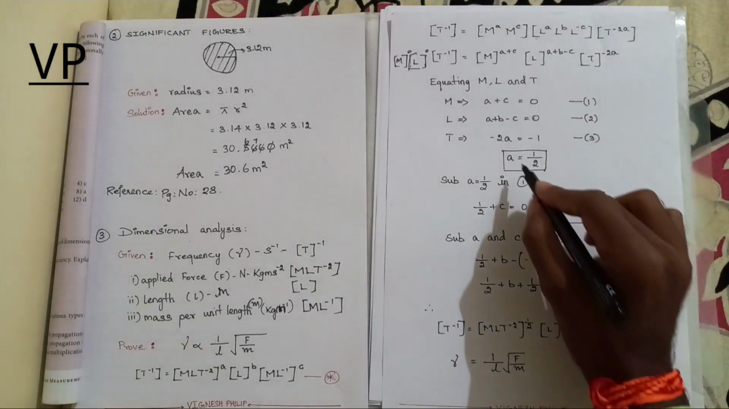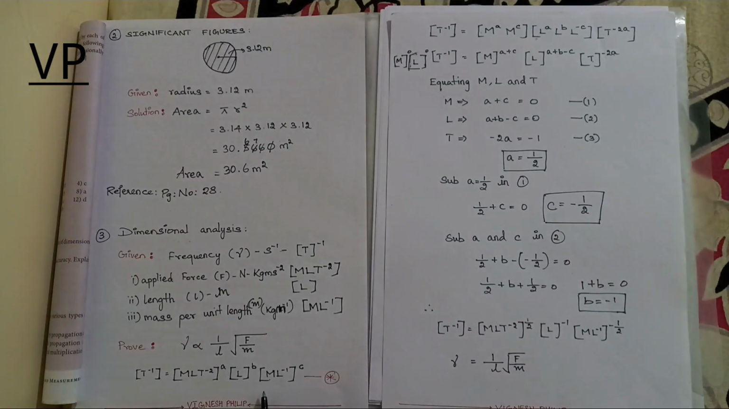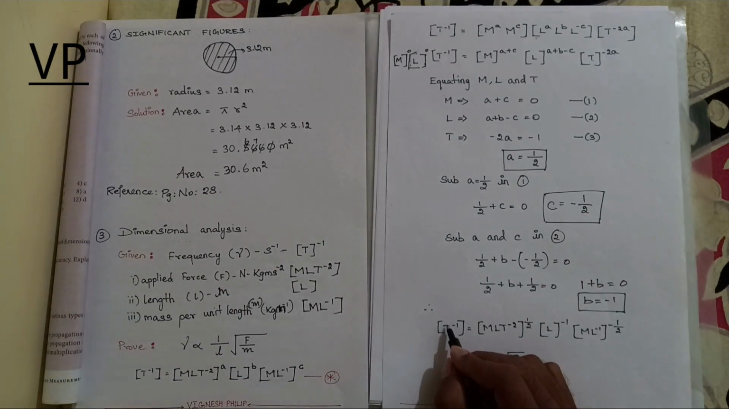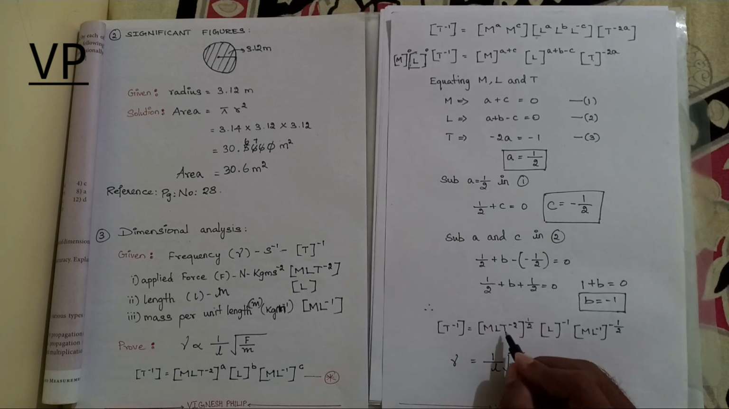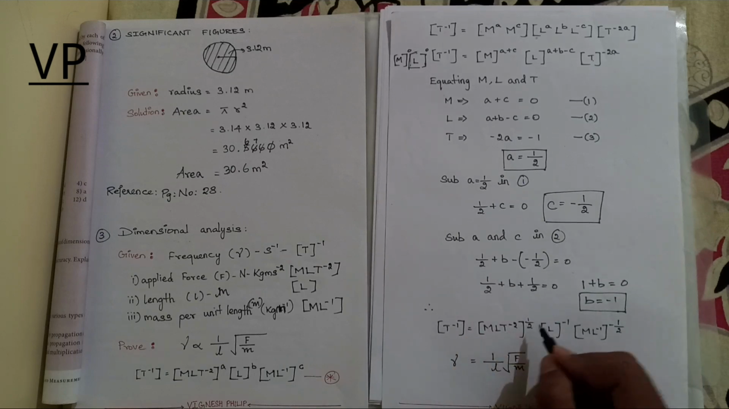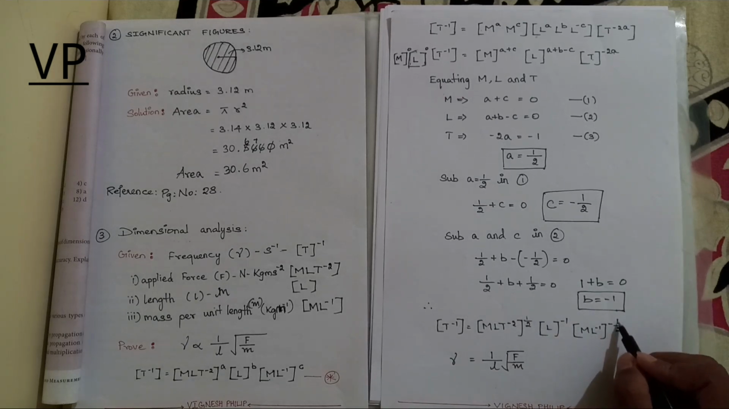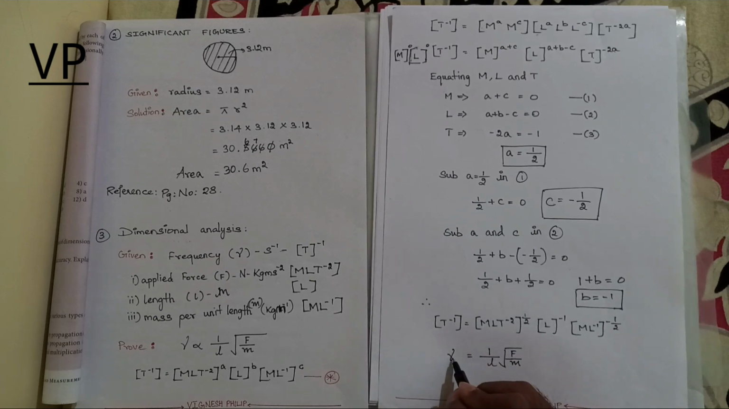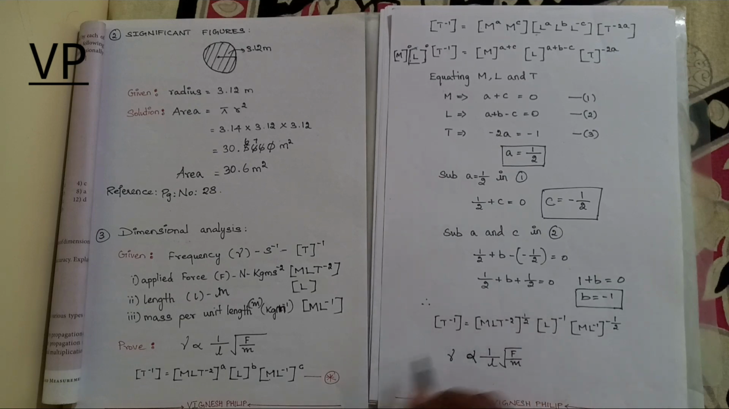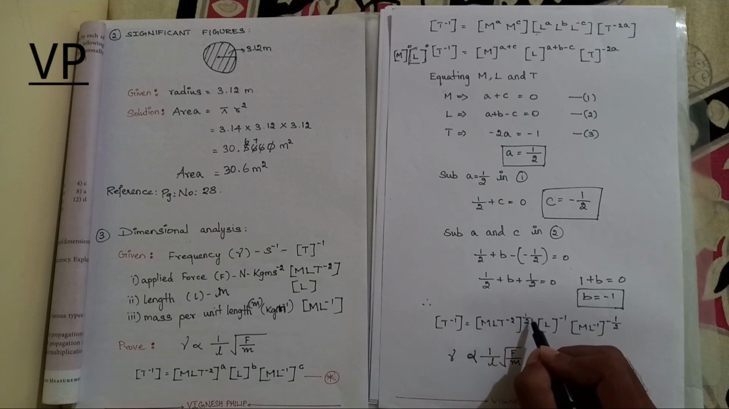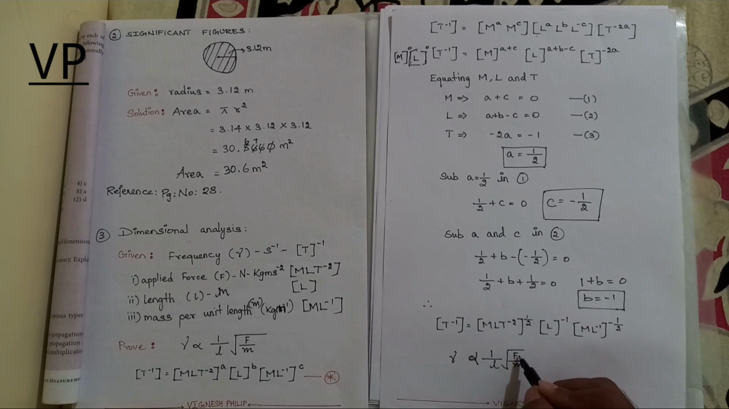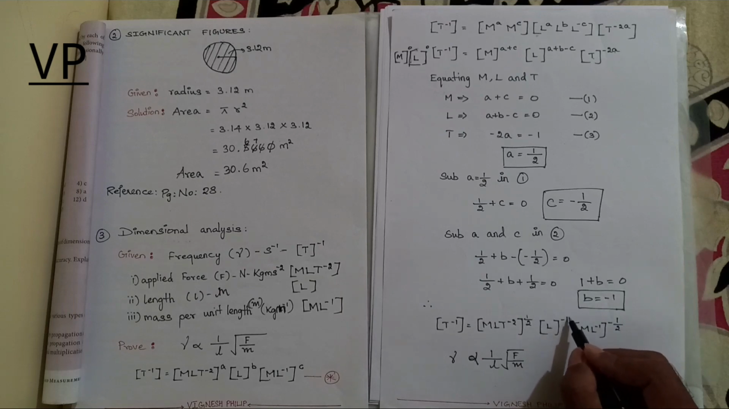We will substitute these values of A, B and C in the star equation, such that we get T to the power minus 1 equal to the force expression to the power 1 by 2, the length expression to the power minus 1, and the mass per unit length expression to the power minus 1 by 2. The frequency nu is proportional to, the force term has to be written inside the root, since it is 1 by 2. So the force term is written inside the root in the numerator, since it is plus.